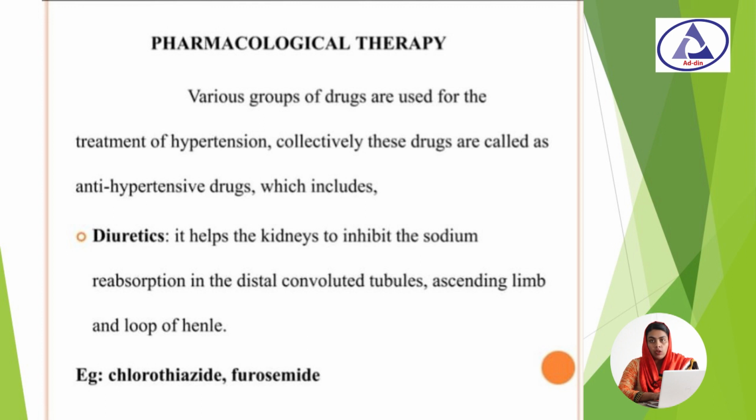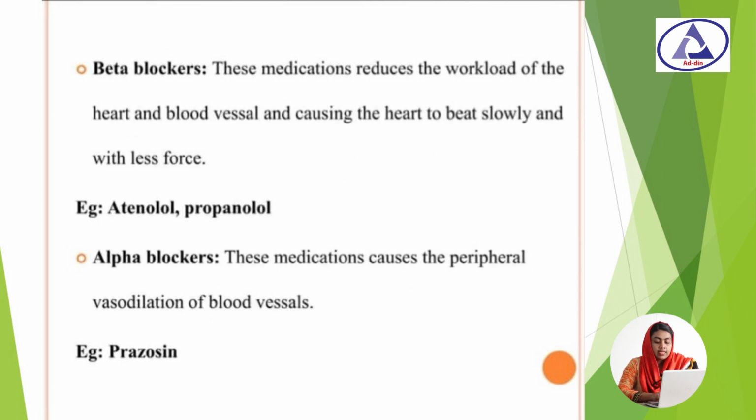Collectively, these drugs are called antihypertensive drugs, which include diuretics. It helps the kidneys to inhibit the sodium reabsorption so that blood pressure is reduced, such as furosemide. Beta blockers. This medication reduces the workload of the heart and blood vessels and causes the heart to beat slowly with less force, such as atenolol and propranolol. Alpha blockers. This medication causes the peripheral vasodilatation of the blood vessels, like prazosin.